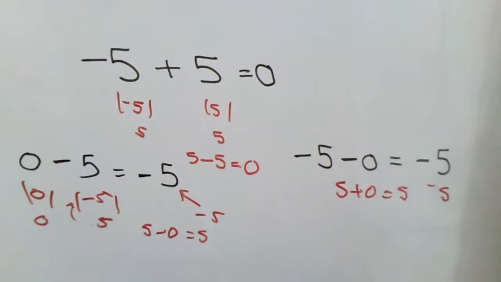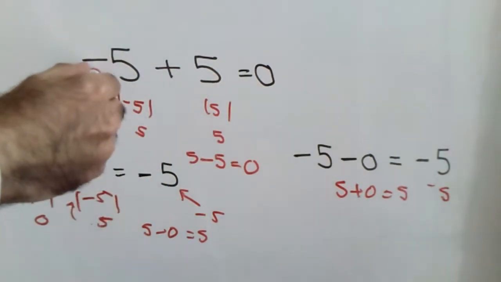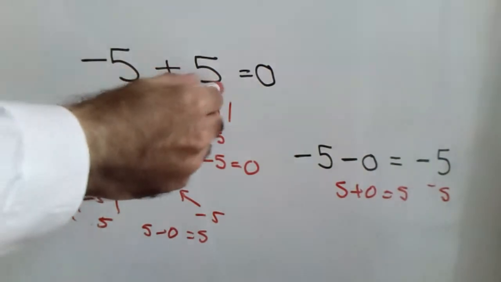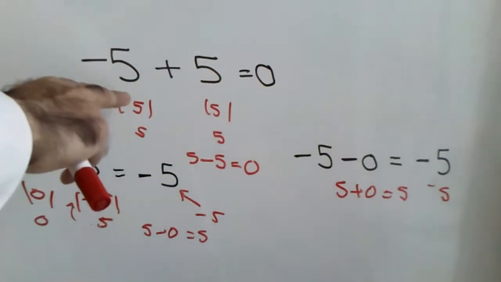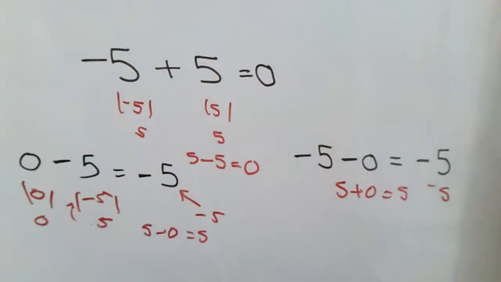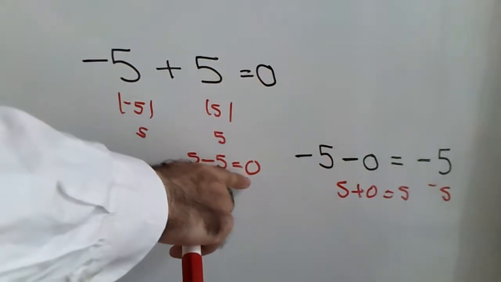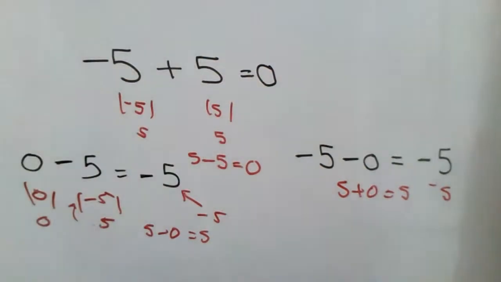So these were just some basic examples. The main point was, if you have the same number, negative 5 plus 5 for example, when you find the absolute values, we were saying that you take away the smaller from the bigger, but here you can just take them away, and the answer will be 0, and you just leave it like that.